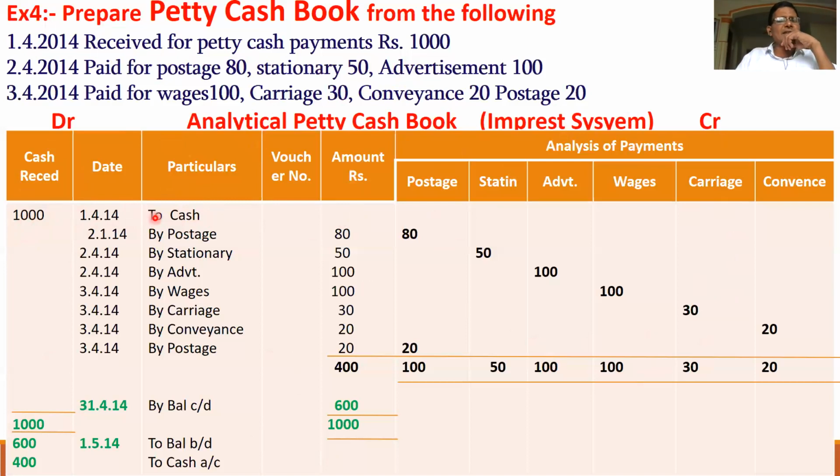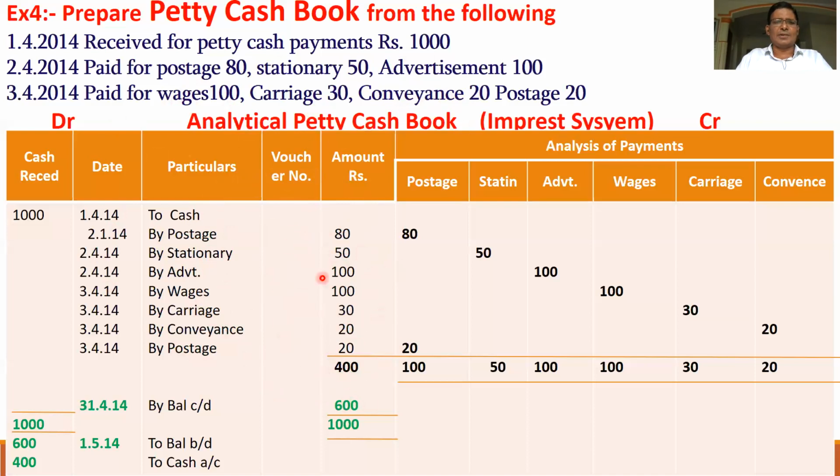How is this balance used? On the second, paid for postage 80, paid for stationery 50, and paid for advertisement 100. These are payments, shown on the credit side. On the third, paid for wages 100, paid for carriage 30, paid for conveyance 20, paid for postage 20. You record only payments here. Add all the payments: 400 rupees, according to their respective dates.